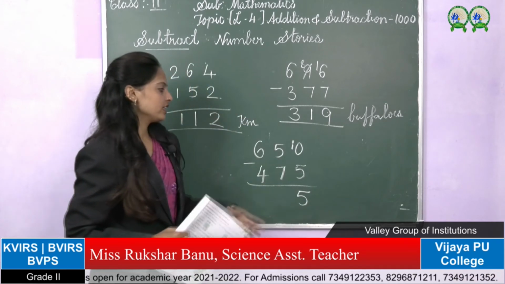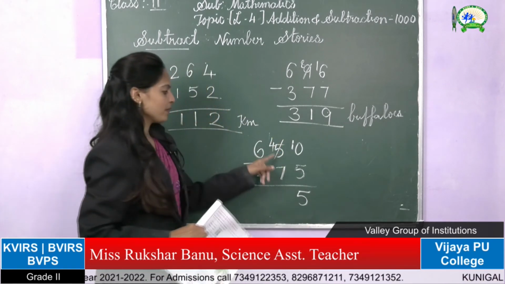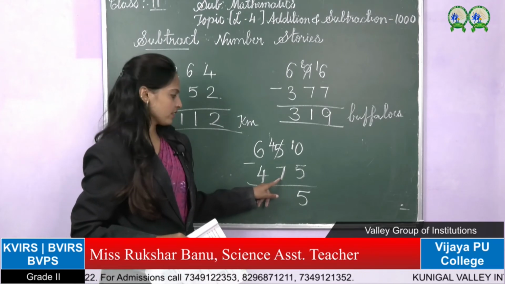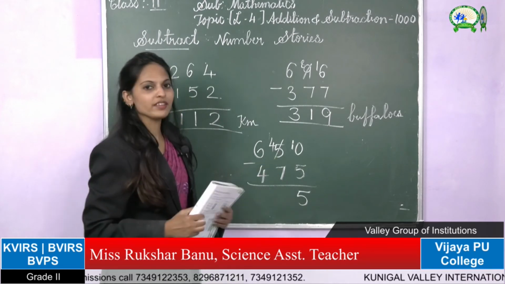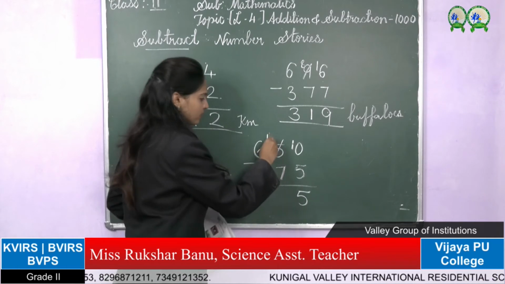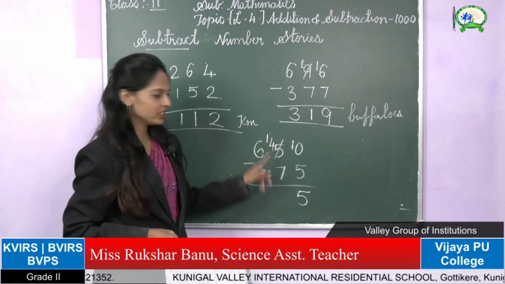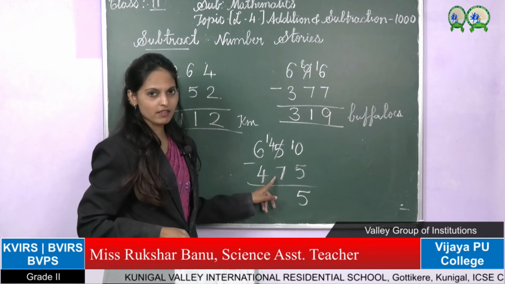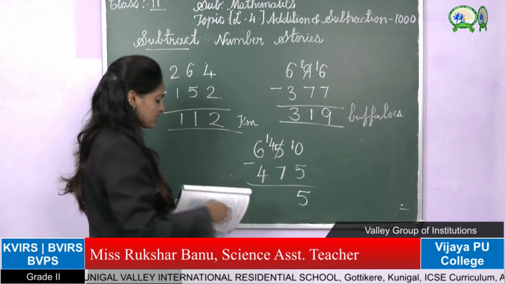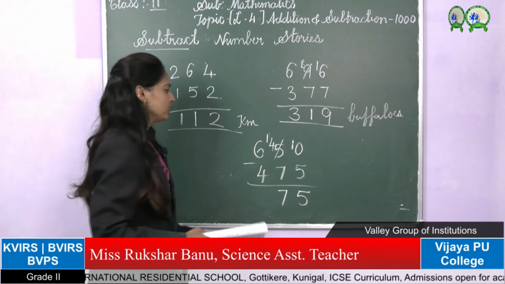Next one is, here we have only 4. So 4 minus 7 we can't cancel. 7 we can't cancel from 4. So what we have to do? Again we have to take 1 from this place. Now we have 14. So we can cancel 7 from 14, right? So 14 minus 7 what? Yes, 7.